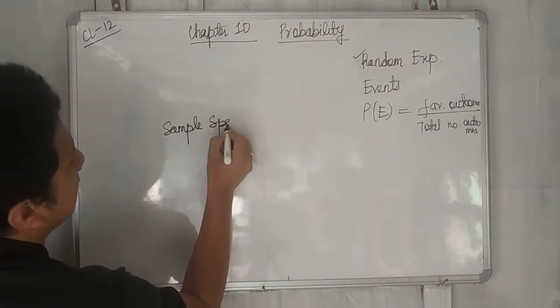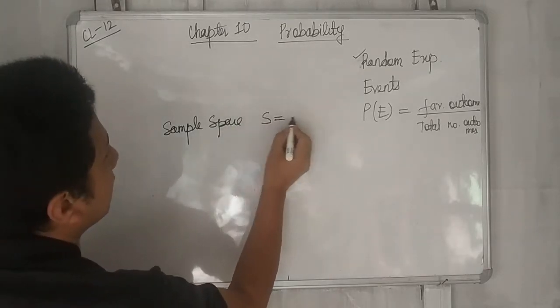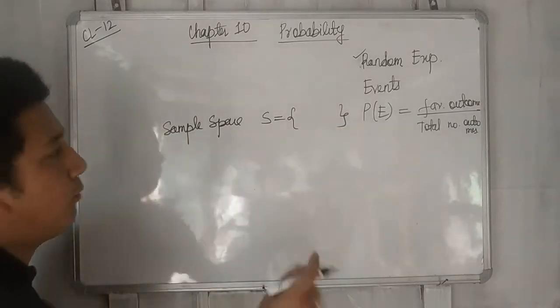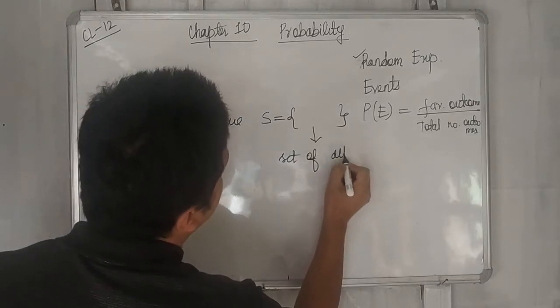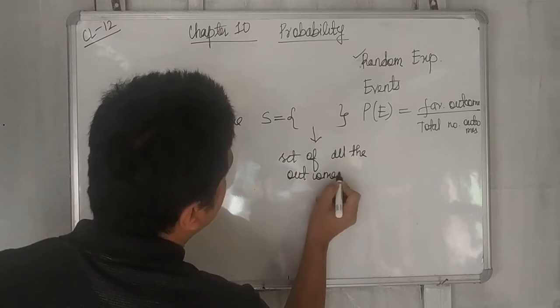Whenever a random experiment is happening, then comes the word sample space, which is denoted by S. Sample space means it is a set of all the outcomes, depending upon the experiment.